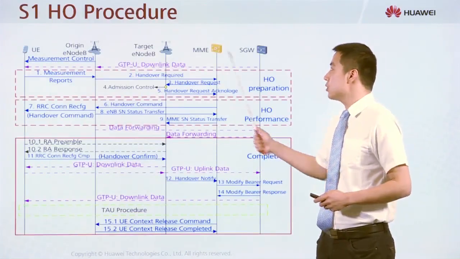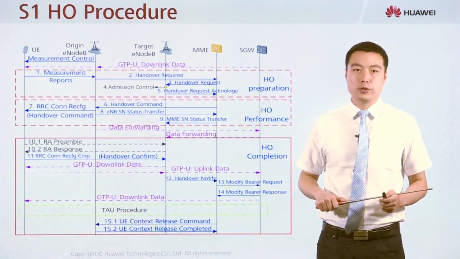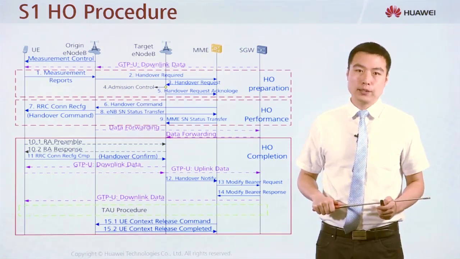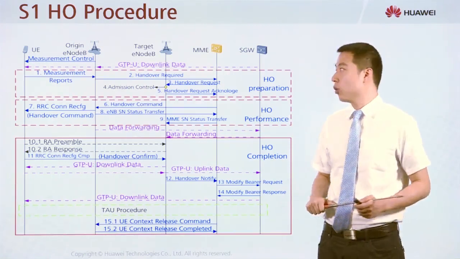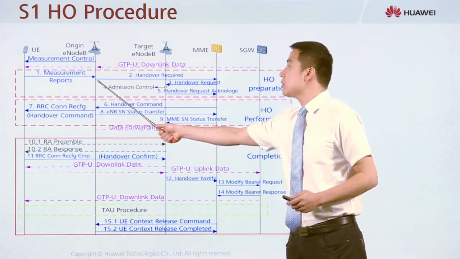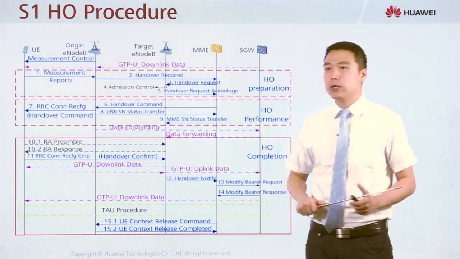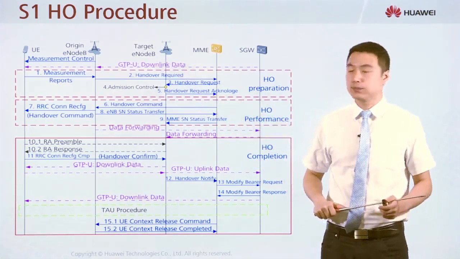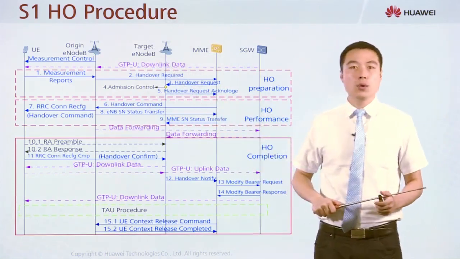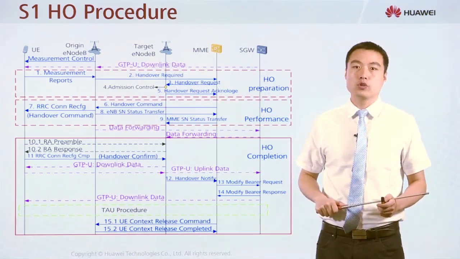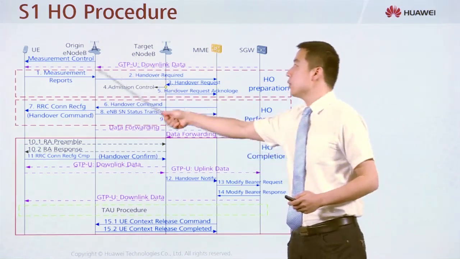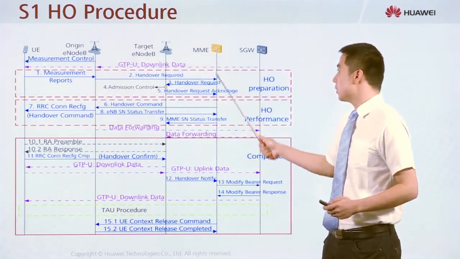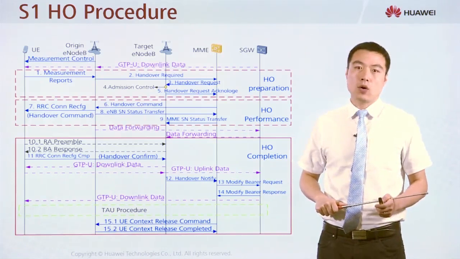And these pictures show the S1 handover procedures, because we know for the inter-eNodeB handover, we have X2-based handover and S1-based handover. If the source eNodeB and the target eNodeB don't have any X2 interface, then the S1 handover will happen. S1 handover is almost the same as the X2 handover. There is just one difference: the source eNodeB cannot send signaling directly to the target eNodeB. We need the assistance of the core network.